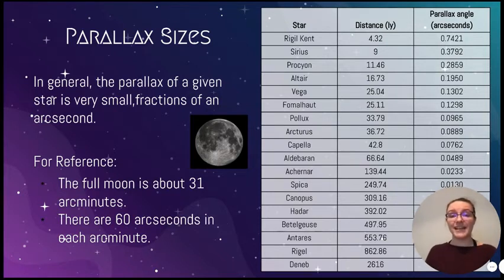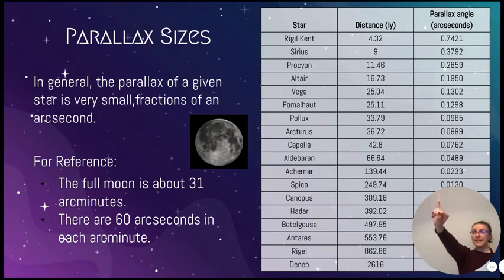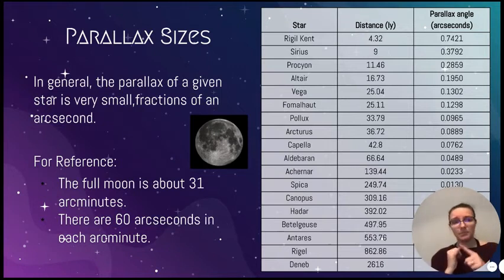So we break degrees down into arc minutes. There are 60 arc minutes in 1 degree. Again, sometimes we want more precise than that, so we break it down even further into arc seconds. So there are 60 arc seconds in each arc minute, and there are 60 arc minutes in each degree. The moon takes up about 31 arc minutes. The full moon is about half a degree. And for reference, if you hold your pinky out at arm's length, your pinky is about 1 degree. So you should be able to block the full moon with your pinky.